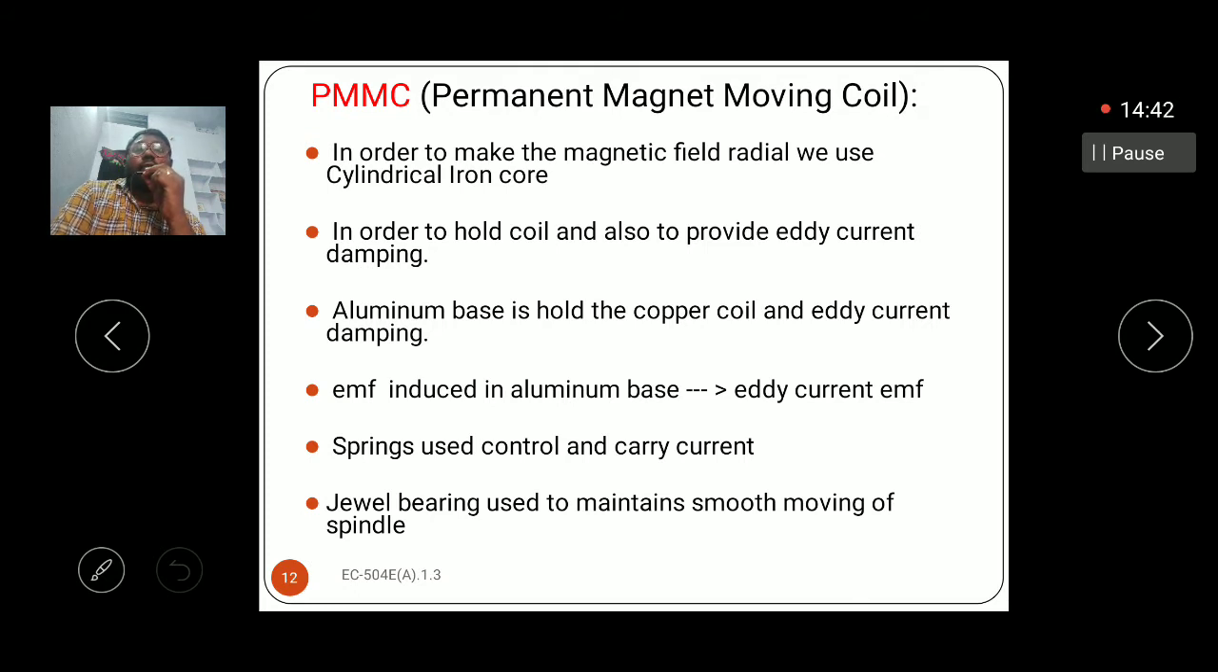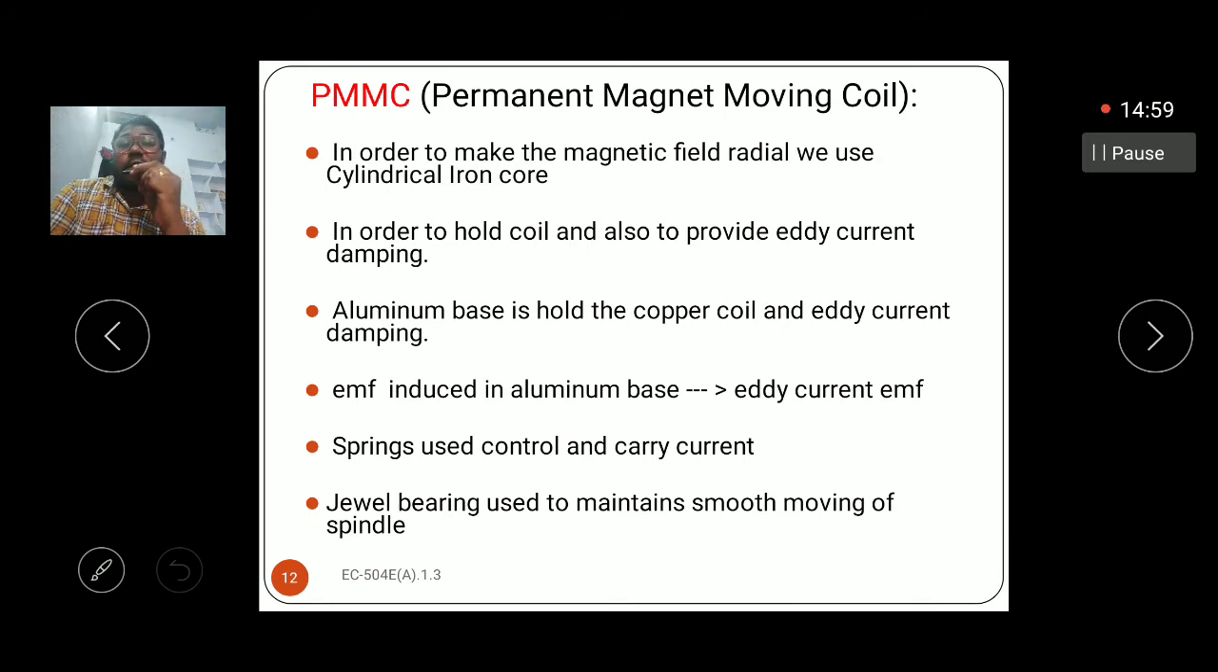And also with the help of the aluminum base, it holds the copper coil and also provides the eddy current. The aluminum base produces the EMF, and the EMF is equal to the eddy current EMF. This is the advantage of using the aluminum base.